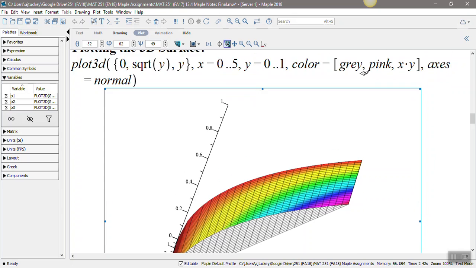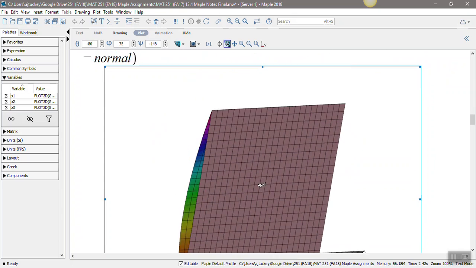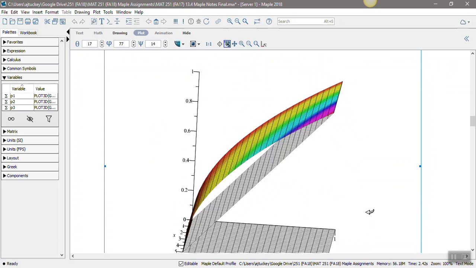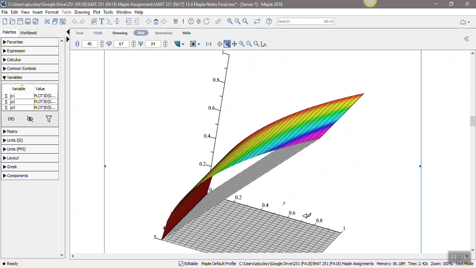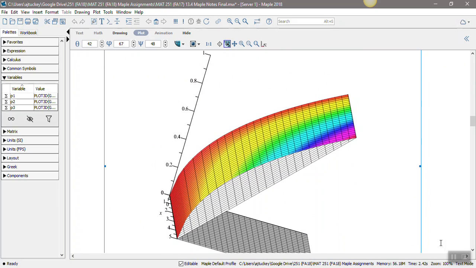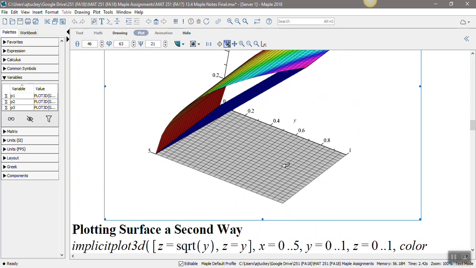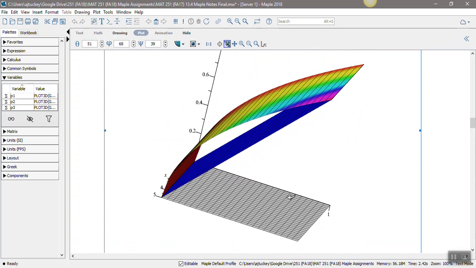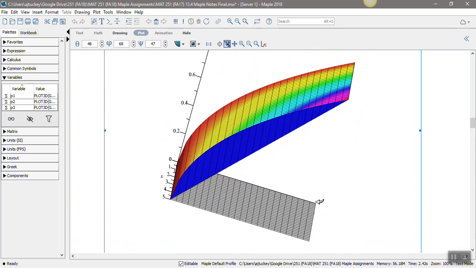Believe it or not, one of those is actually pink. It just doesn't look pink, but it is. It's not gray, it's pink. Maybe I should make it red or something to make it more obvious. There, I made it blue. So there are your two functions, and then the gray part down there is the shadow.